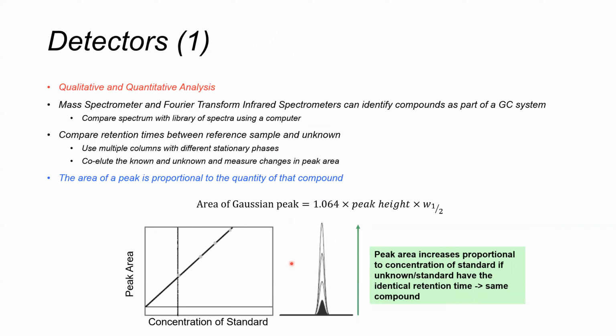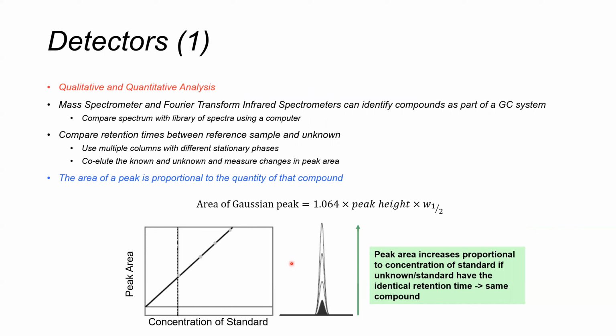Detectors in gas chromatography. The detector we use is going to change based on whether we have qualitative or quantitative analysis. One thing that you can often add to a gas chromatography instrument is a mass spec or Fourier transform infrared detector. A common form of spectroscopy is GCMS, which stands for gas chromatography mass spectroscopy. Basically we do mass spectroscopy after our gas chromatography.